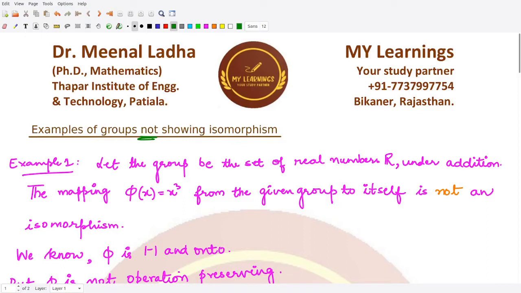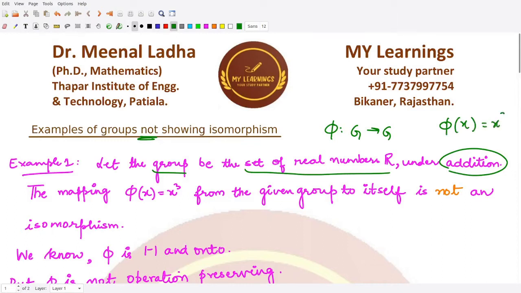In the first example, we are considering the group which is the set of all real numbers, and the group operation is addition, right? So this is the group. Now we are saying the mapping phi from this group to the same group, the group of real numbers under addition. So the mapping here is defined like this. It is the cube of every element. So we are saying this is not an isomorphism. Let's see why this is not so.